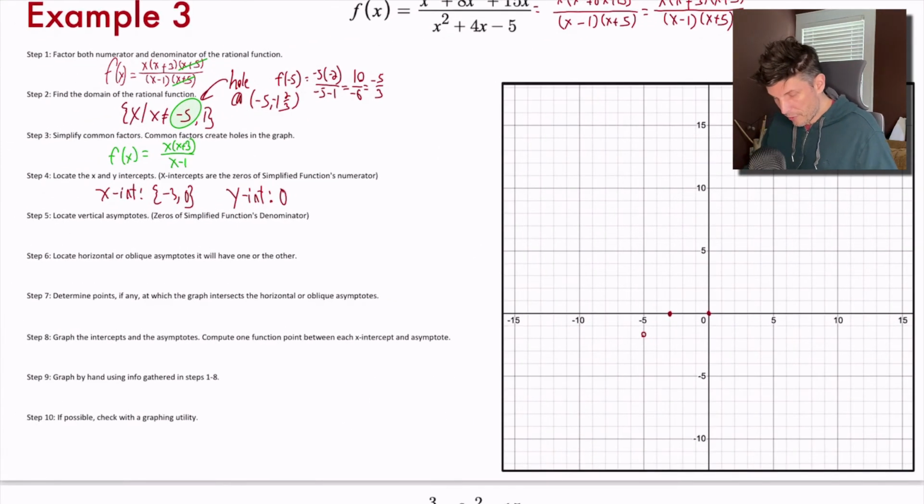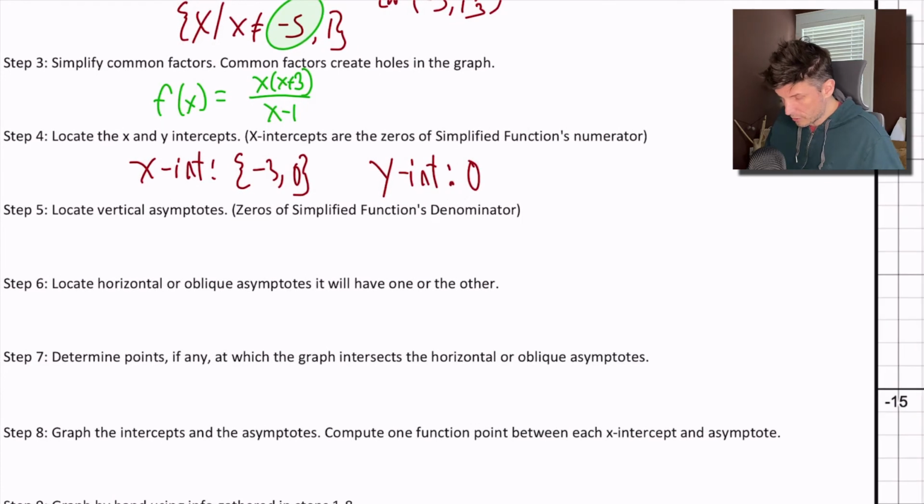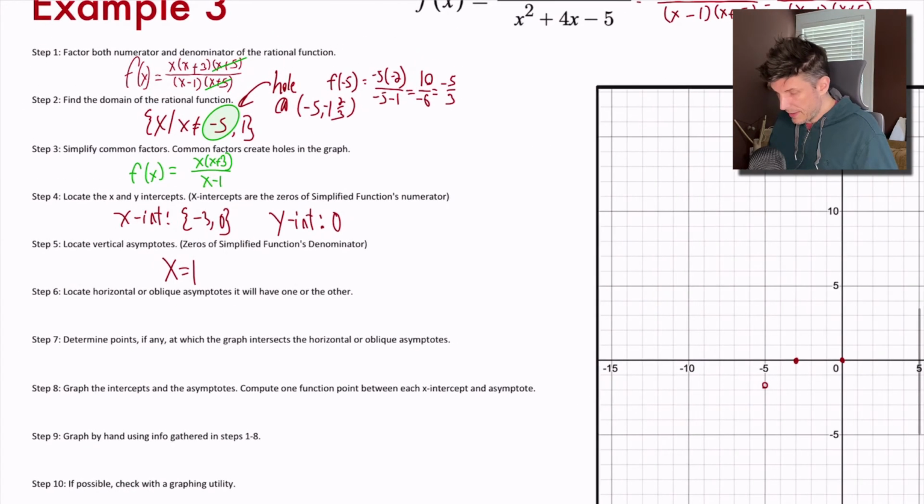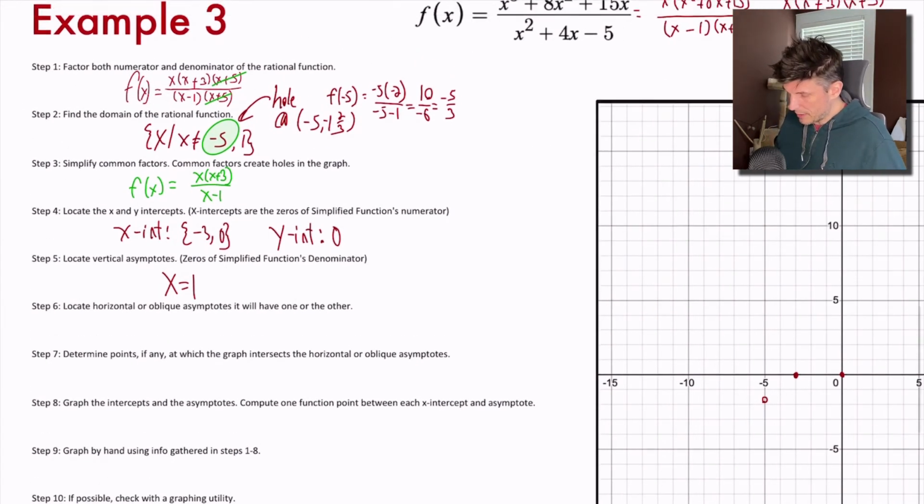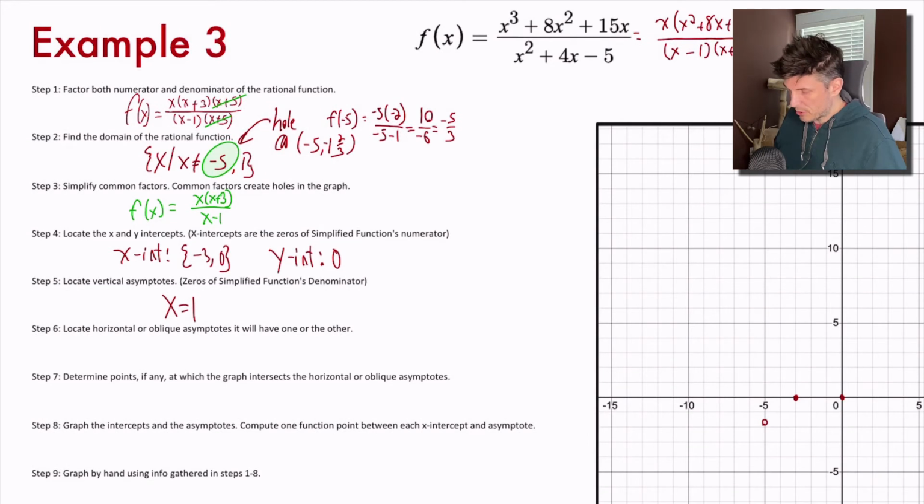Interesting. Vertical asymptotes. We have one vertical asymptote at x equals 1. And horizontal asymptote. Now that's an interesting one, right? Because we have the opportunity here to long divide because the numerator is 1 degree higher than the denominator. So we're actually not going to have a horizontal asymptote. We're going to have what's called an oblique asymptote. So we'll do that in a moment. But yes, that'll be fun.